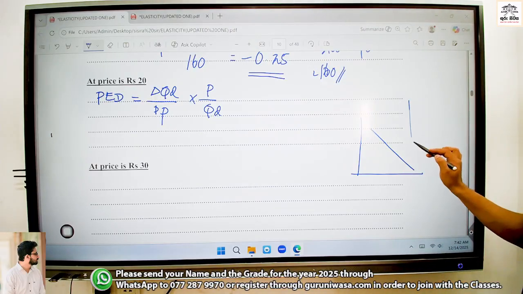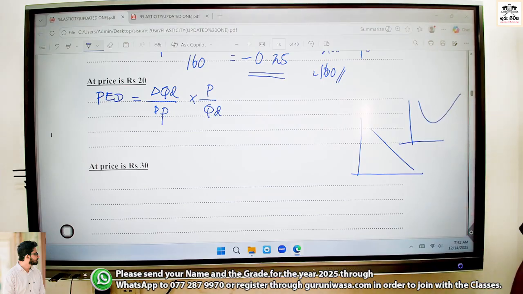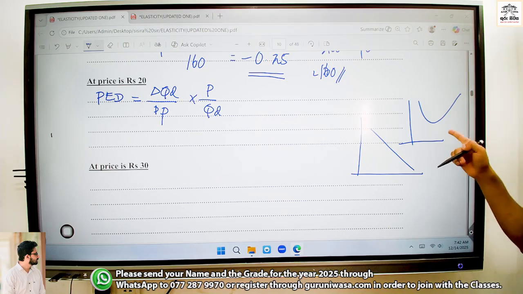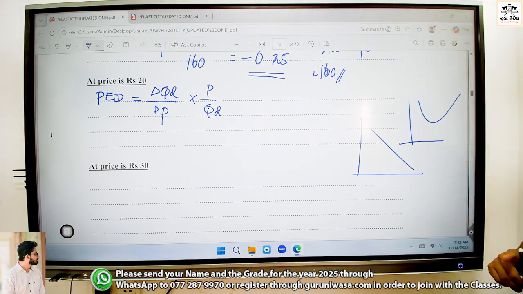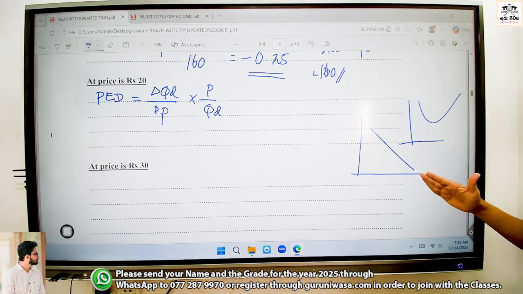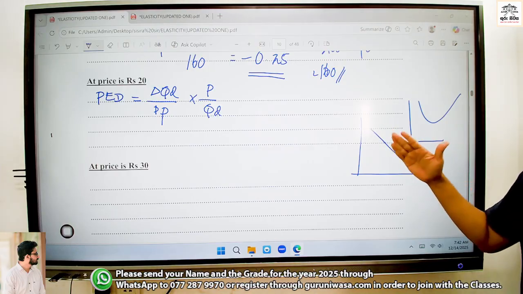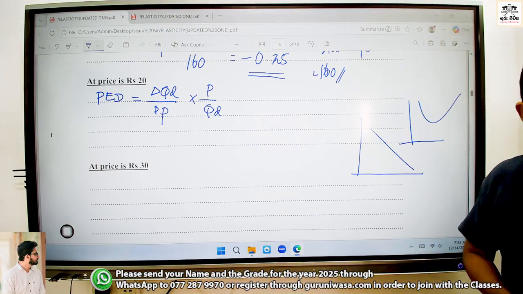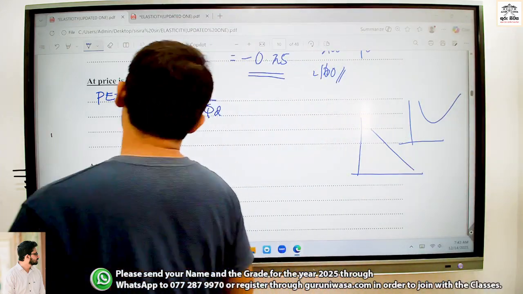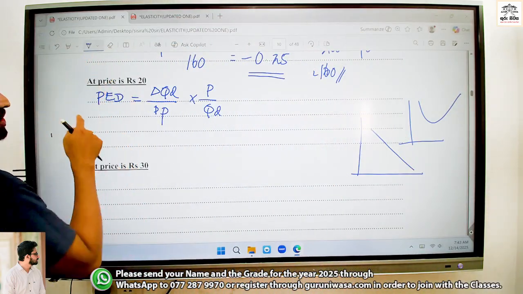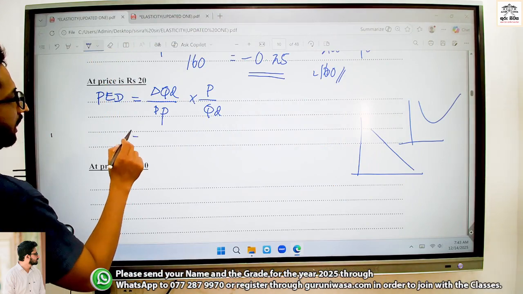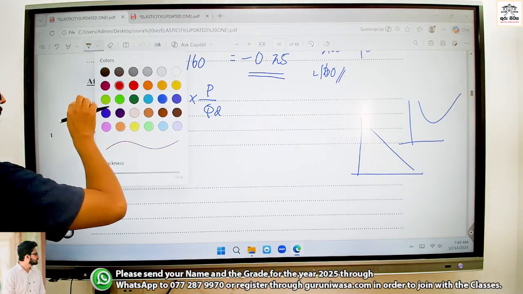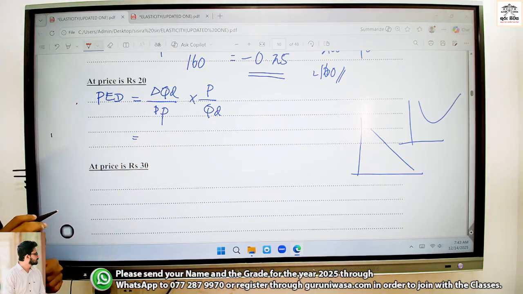What about curves like this? The slope of the curve changes point to point. If your demand curve is a straight line, the slope is equal at every point. Clear? O level mathematics. PED value here, how much? Minus 4.